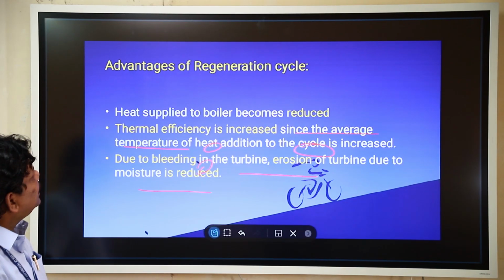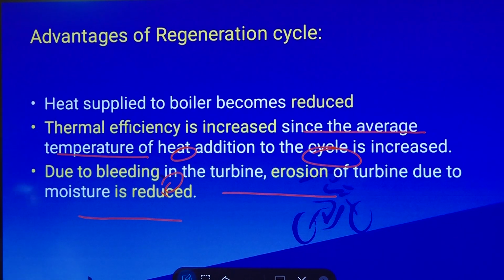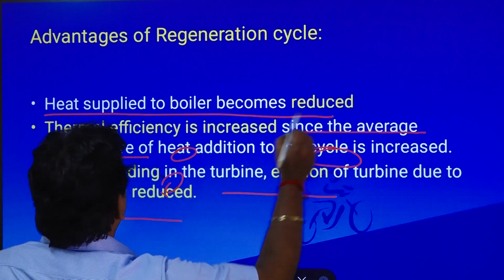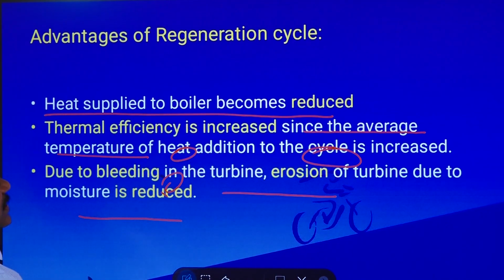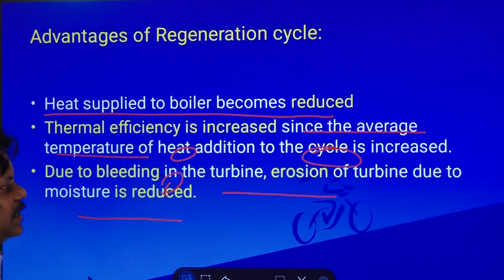What are the advantages of the regeneration cycle? The heat supplied to the boiler is reduced and thermal efficiency is increased, since the average temperature of heat addition to the cycle is increased. So why is the thermal efficiency increased? Because the average temperature of heat addition to the cycle is increased. That is why the thermal efficiency increases.